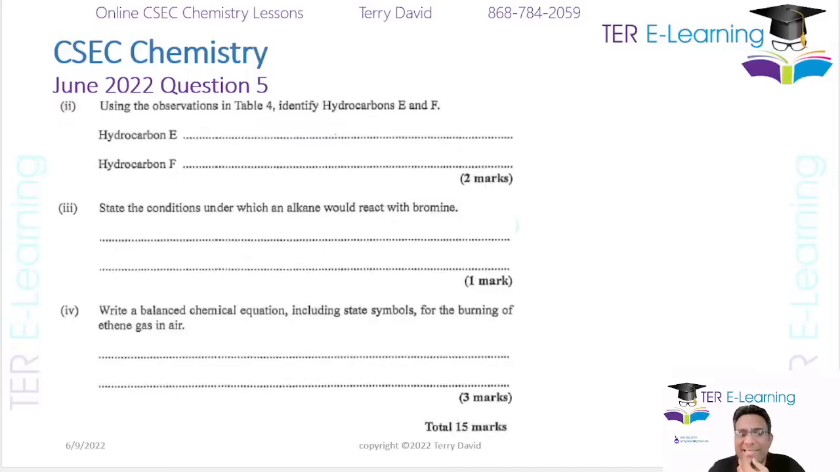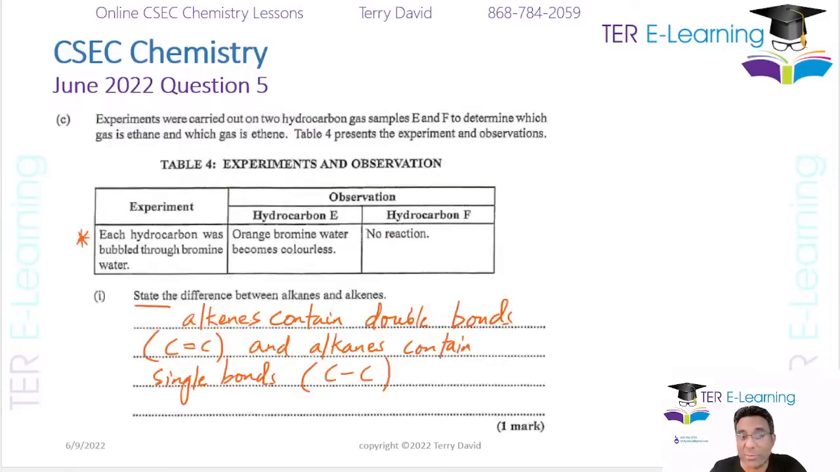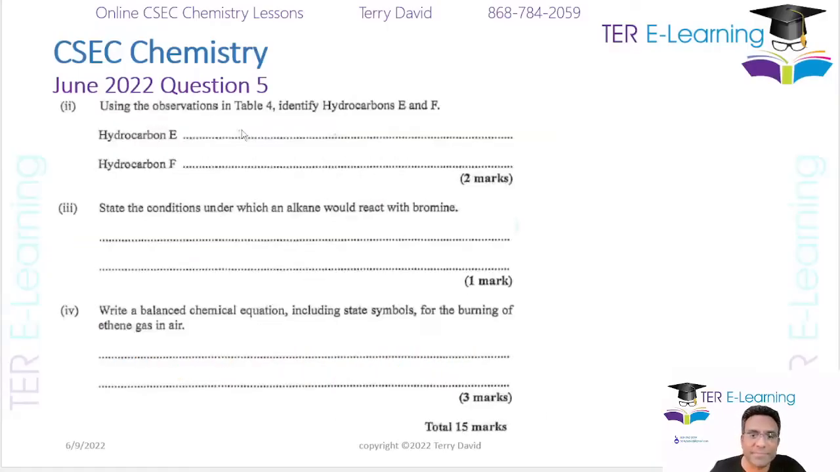Using the observations in table 4, identify hydrocarbons E and F. So we just want to know which one is the alkane, which one is the alkene. So the alkene, the one that has the double bond, is going to have the color change with aqueous bromine. So therefore, orange bromine becomes colorless. So therefore, E has to be the alkene, right? And the other one, you had no change. So therefore, the other one has to be an alkane. That's it.